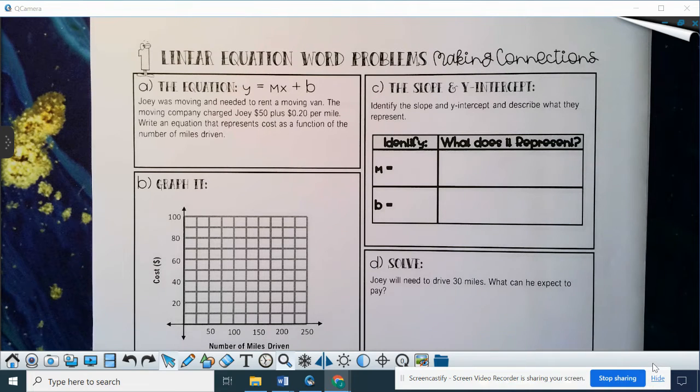Okay, guys, so linear equation word problems. We're making connections. We're going to take our word problems, figure out what our equation is, what it looks like on a graph, and what each part actually means. And we're looking from slope-intercept form, so y equals mx plus b.